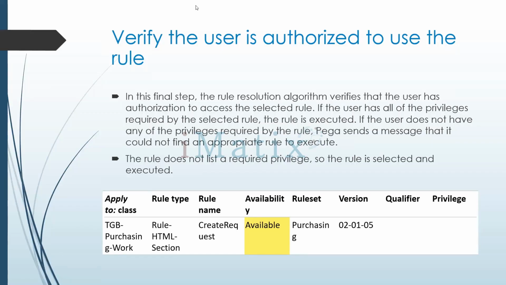Finally, the user is able to run this transaction, and the correct outcome of this search algorithm for the create request is that this rule candidate gets executed, from TGB purchasing work, of the version 02, 01 and 05. This happens for each and every rule that you work with.